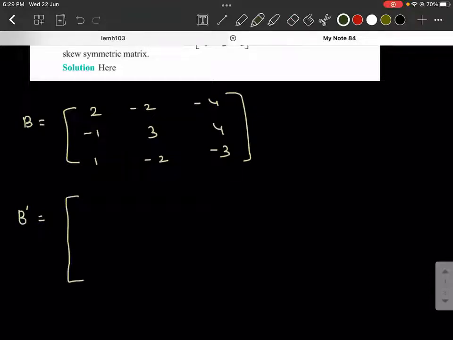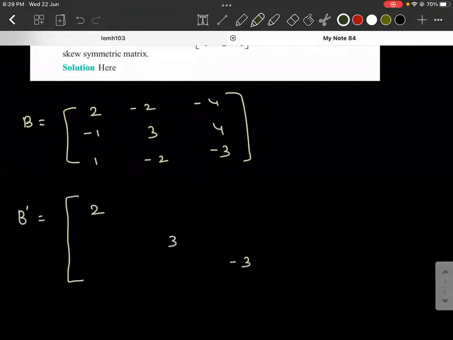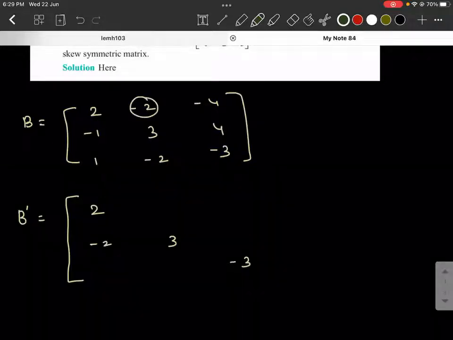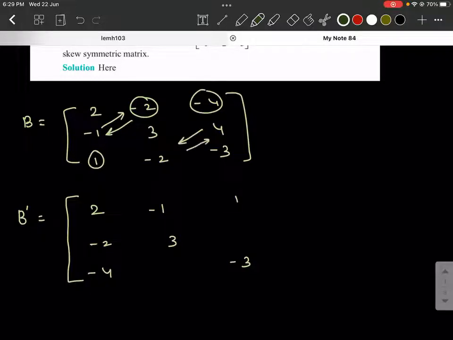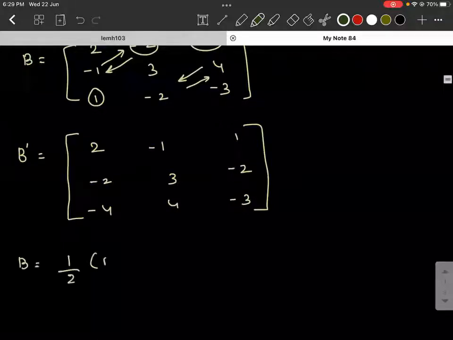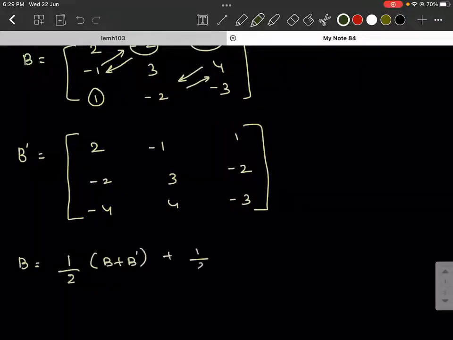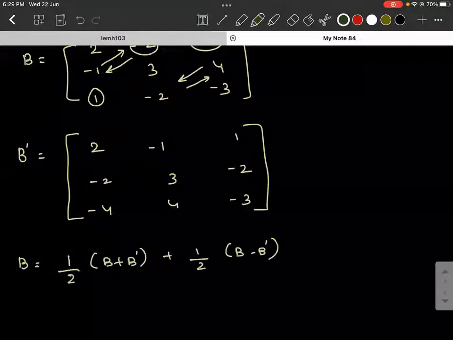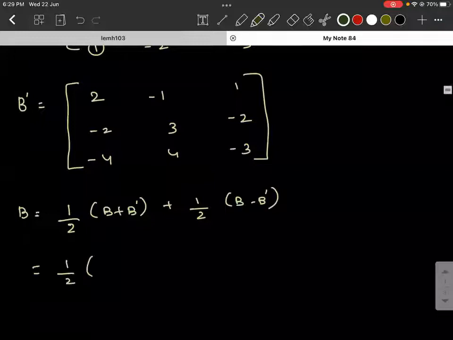Now see, write the diagonal elements as they are. Then interchange between these two, minus 2 and minus 1. Interchange between these two numbers, minus 4 and 1. Now interchange between these two numbers, minus 2 and 4. So when you do this, can I write B is equal to half into B plus B transpose plus half into B minus B transpose? So half is going to be there. What is B plus B transpose?